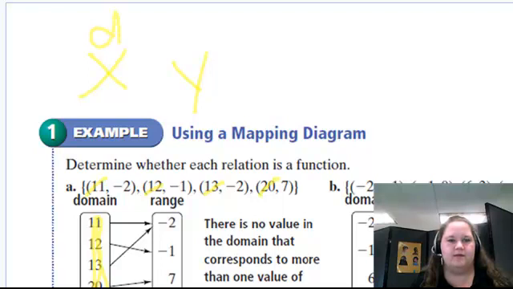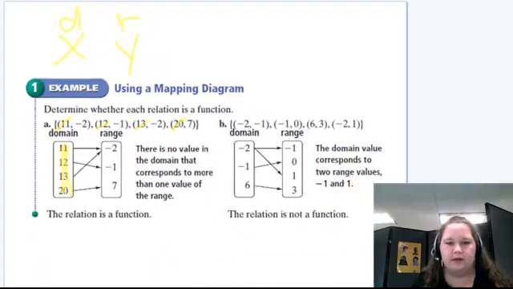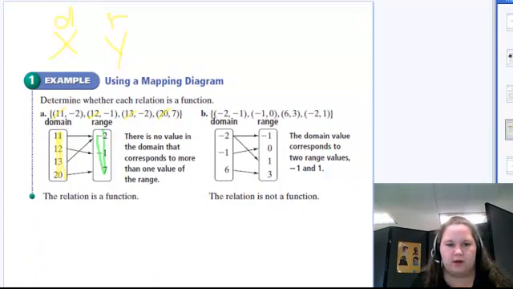Just like D for domain and R for range. D comes before R in the alphabet. I'm going to switch my highlighter color to green. And here are our range numbers right here. Our range is on the right.